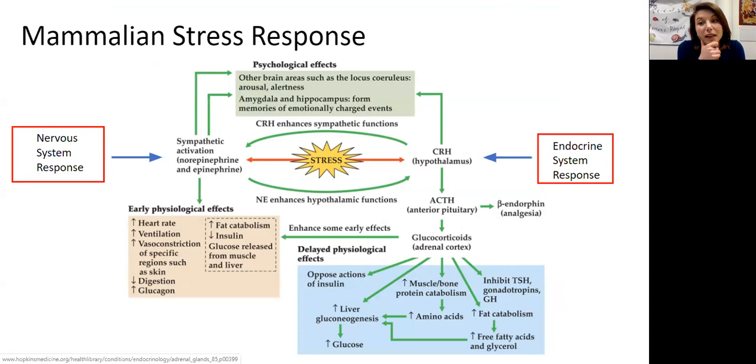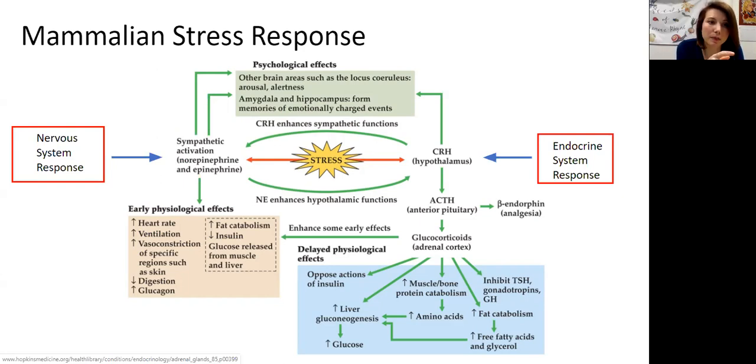So this is a big, hairy diagram, but we can take our time and deconstruct this. One of the first big takeaway messages of this is that we have both a nervous system response and an endocrine response that are a part of this stress response. And they're equally important when it comes to the actual physiology of what's happening in the body here.